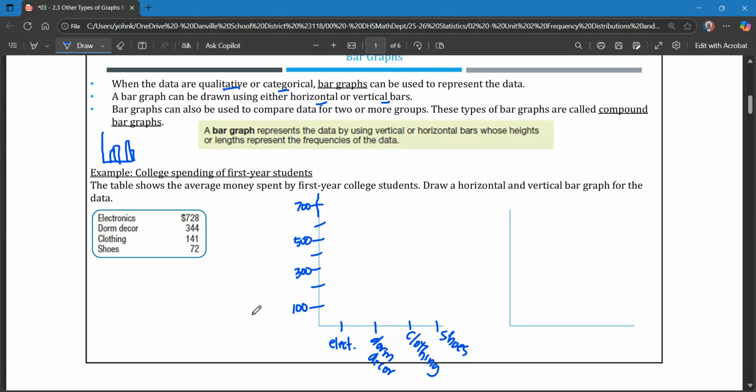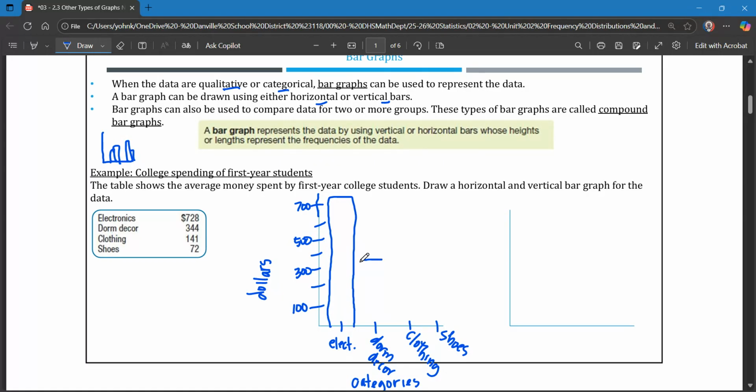Also label your axes. Along the horizontal, we have categories maybe of things that dorm kids spend their money on. And then the vertical is dollars. You're going to want your bar to straddle the tick mark at the bottom for the category. Since electronics goes up to 728, I'm going to try to be as vertical as possible, but it's really hard to draw straight lines. And then dorm decor goes up to 344, so you kind of estimate where 344 is.